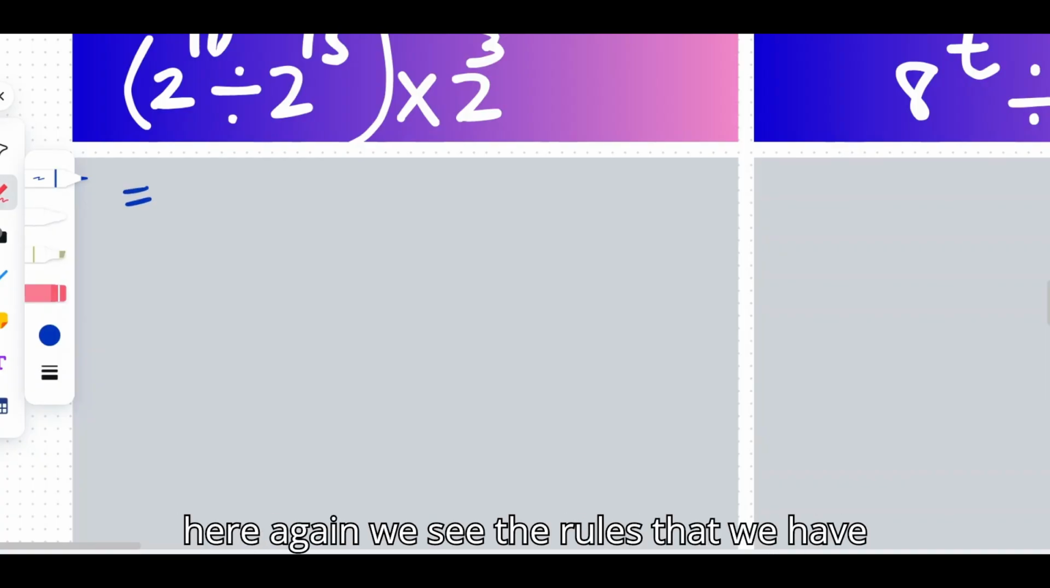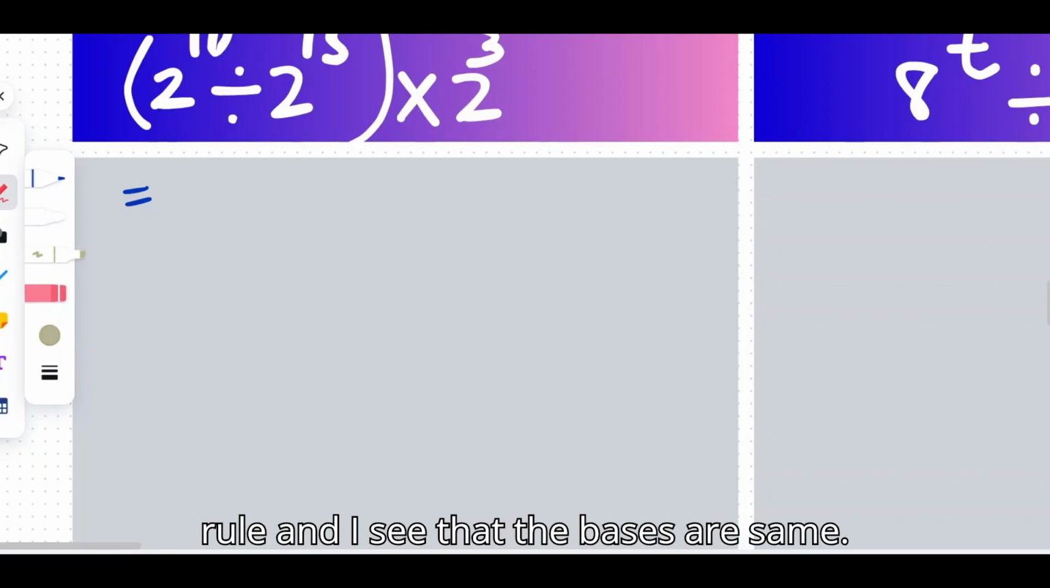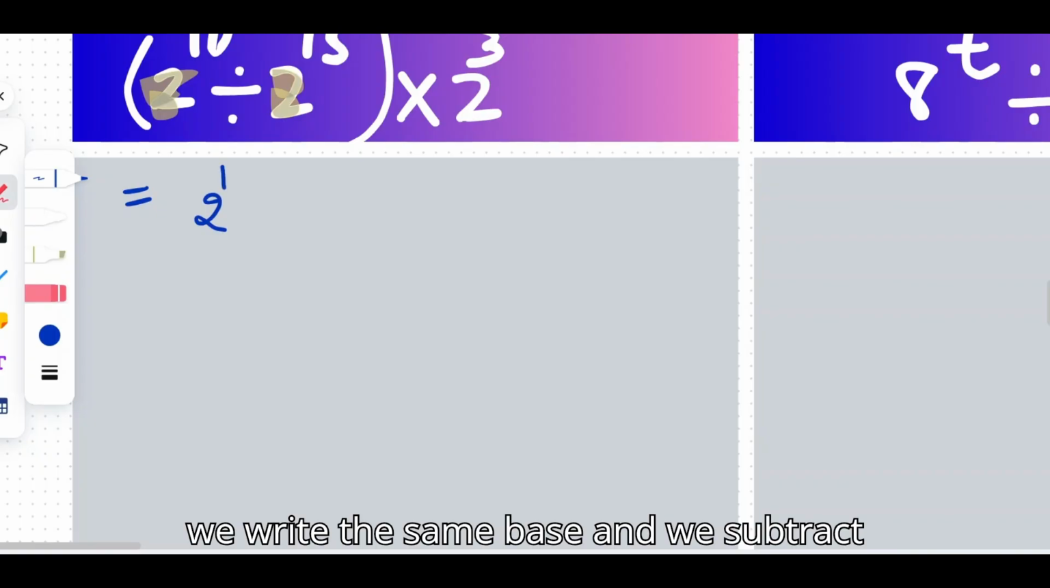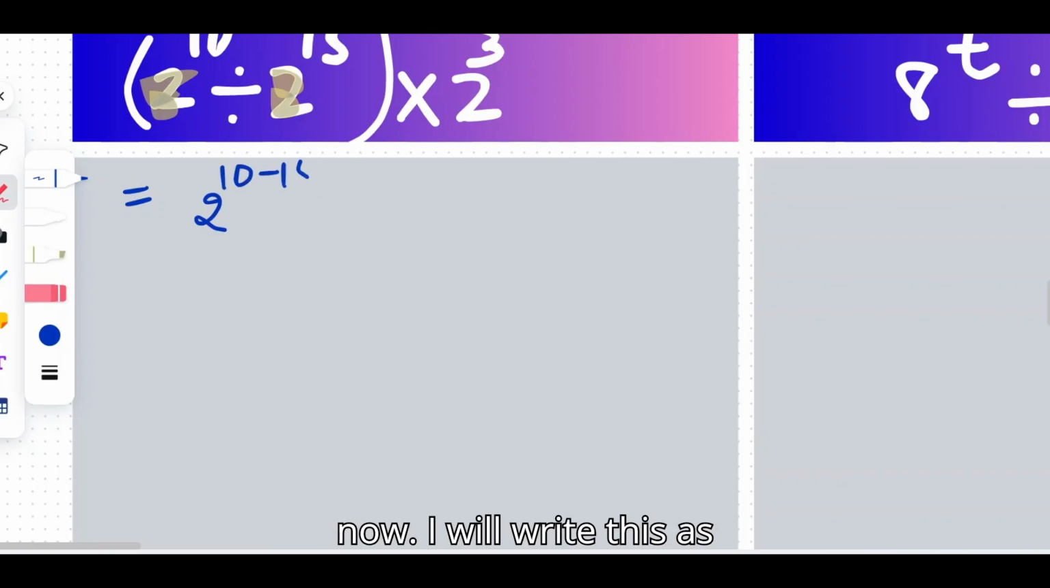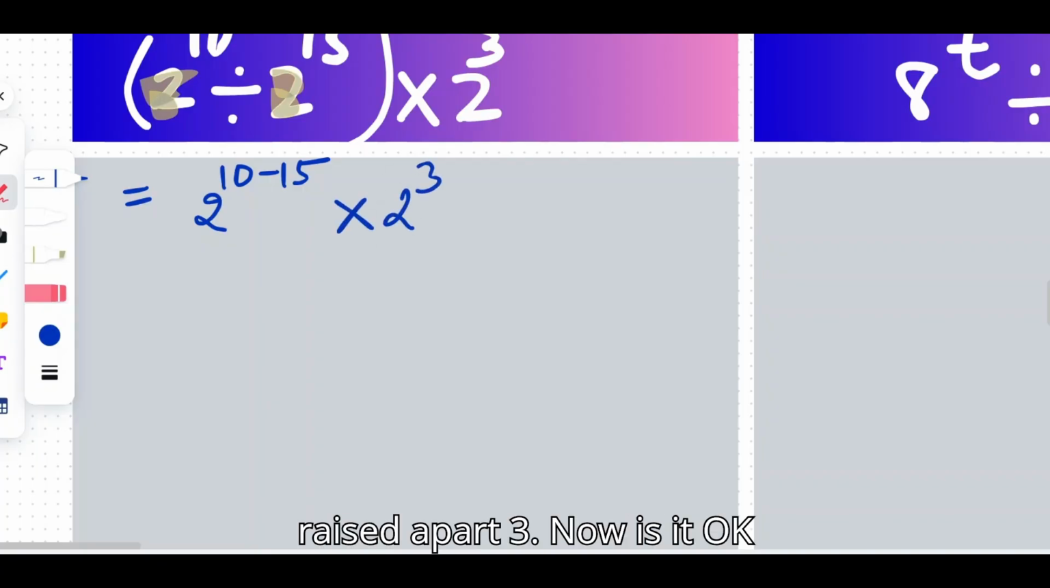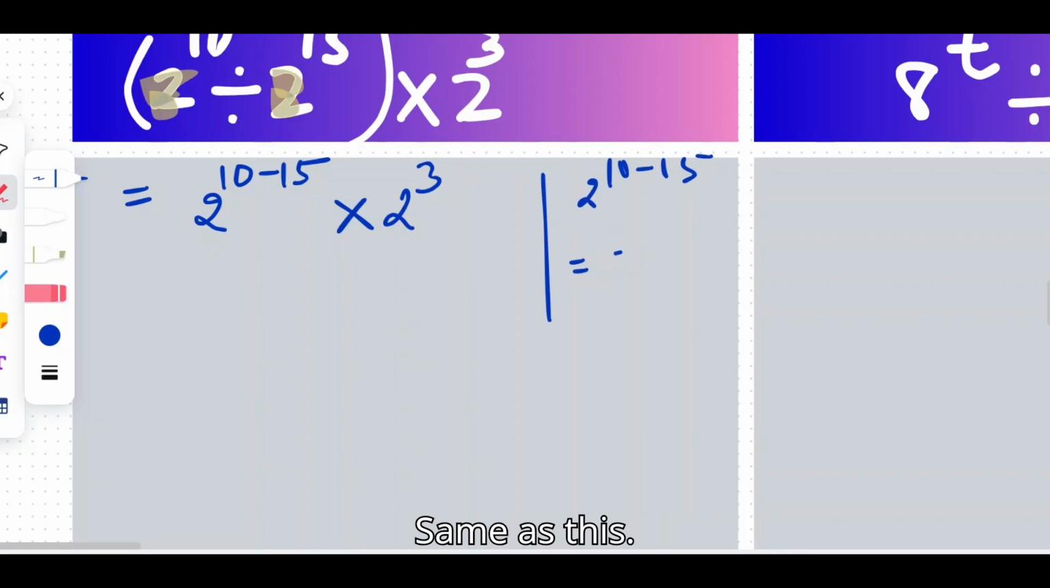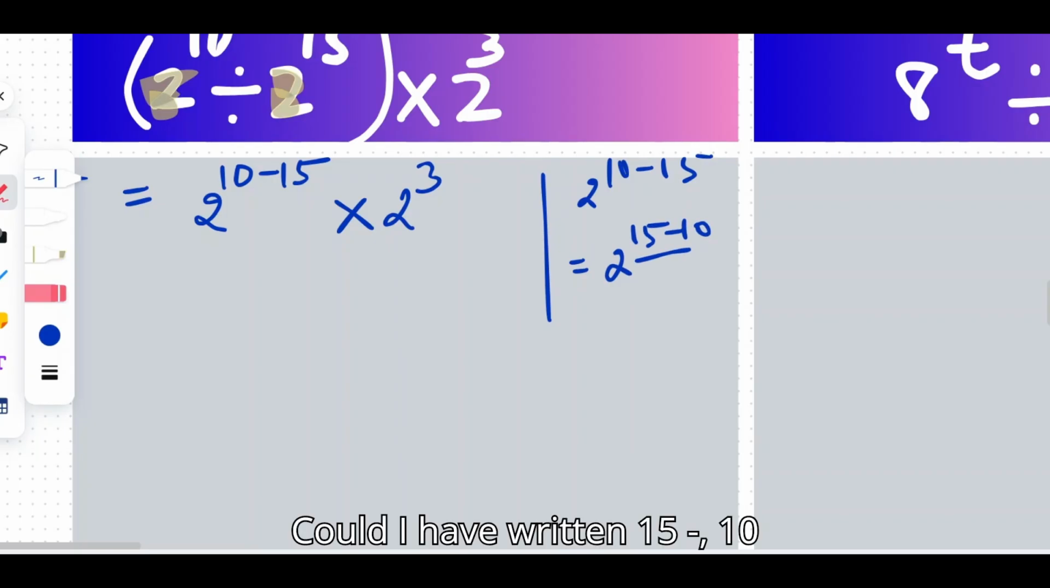So here again we see the rules that we have seen just now. First I see the division rule and I see that the bases are same. What happens when the bases are same? We write the same base and we subtract. Now I will write this as 10 minus 15 and then times 2 raised to the power 3. Now is it okay if I say 15 minus 10? Are they same? Can I write 15 minus 10?